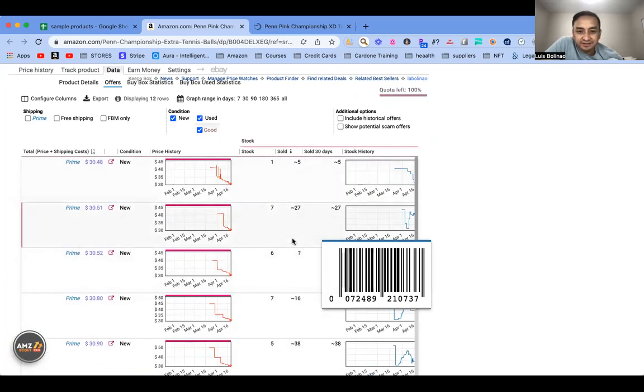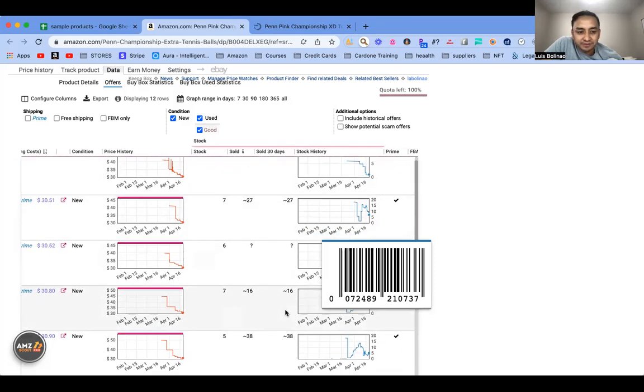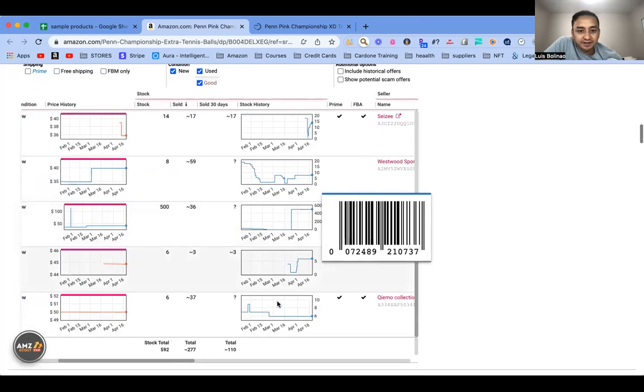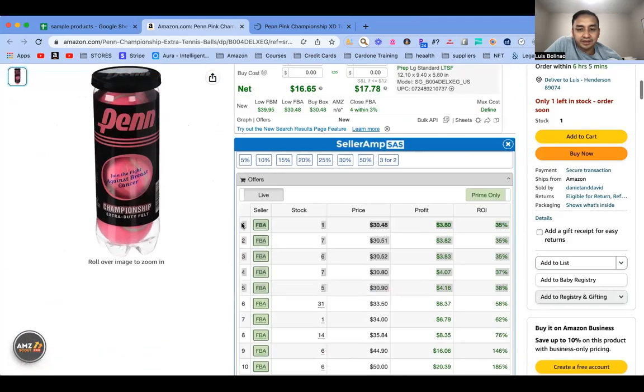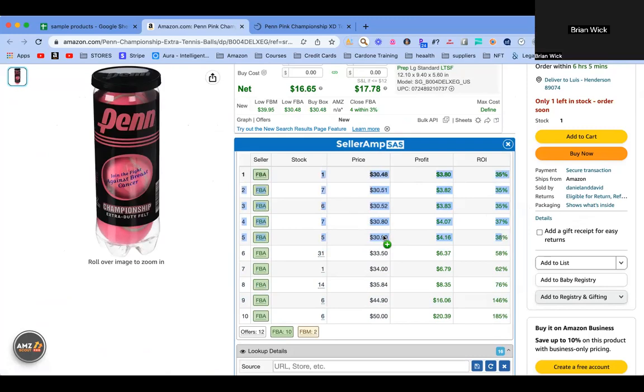So here you can see sold products, right? In the past 30 days, these are the units sold per seller. So yes, you can dig deeper, but I think here alone, you can predict, because these are actual data. If you look at Seller Amp, it looks like people are dropping their prices to like 30 bucks. Even then, you're still making 35% ROI, right?